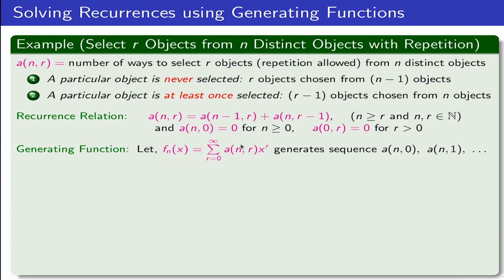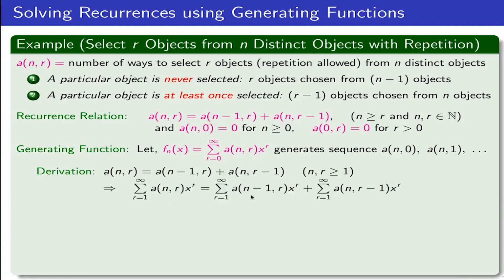So, what I will do is that I will try to multiply everything with x to the power r on both sides, and then take a sum from r equal to 0 to infinity, which gives me this. So, I just multiply everything with x to the power r and take a sum from r equal to 1 to infinity. What does it say? That this expression is the generating function for f_n(x) minus the term when r is 0.